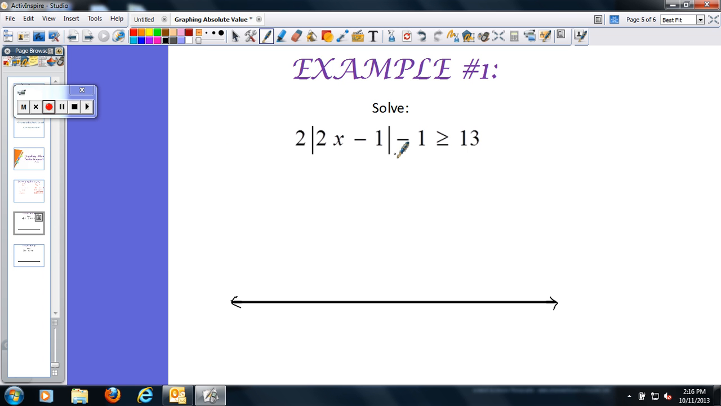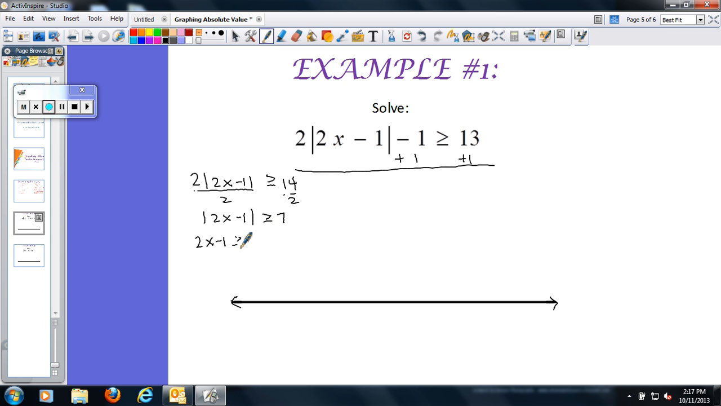So I'm going to start by adding 1 to both sides, and I get 2 times the absolute value of 2x minus 1 greater than or equal to 14. Now I'm going to divide by 2, and I get the absolute value of 2x minus 1 is greater than or equal to 7. Now you're going to make your two equations. So I've got 2x minus 1 greater than or equal to 7, and I've got 2x minus 1 less than or equal to negative 7.